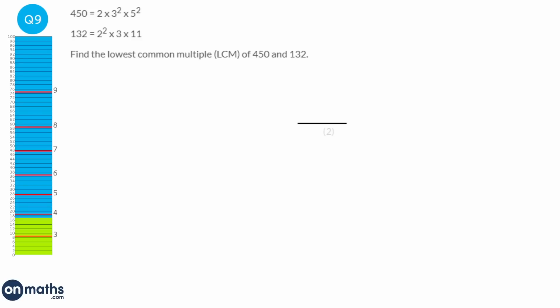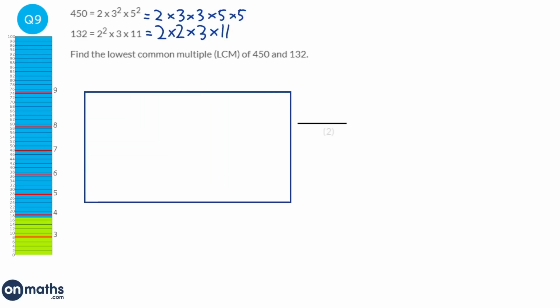What I'm going to do is start by rewriting the prime factors, but without the squared. So 2 times 3 times 3 times 5 times 5. I'm going to do the same with the other list as well. So 2 times 2 times 3 times 11. Now I'm going to put these into a Venn diagram.